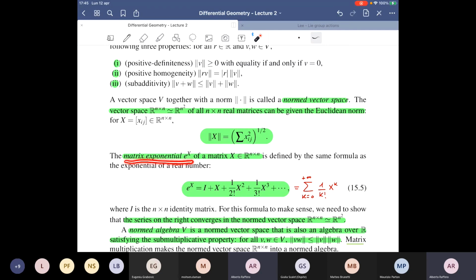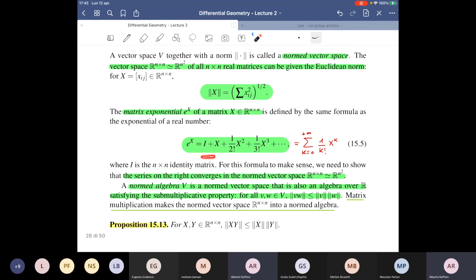And how do you define the exponential of a square matrix? Well, you consider this infinite sum of matrices, a kind of series of matrices. You start with the identity, then you consider the matrix X, then the second power of X multiplied by this coefficient, and so on. So you have an infinite sum of matrices. This is the analog of the definition of the exponential of a real number, of the exponential function. We are doing this for matrices.